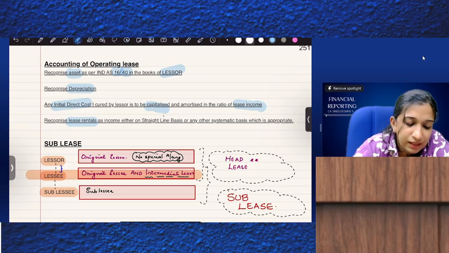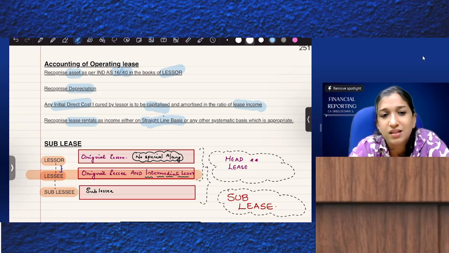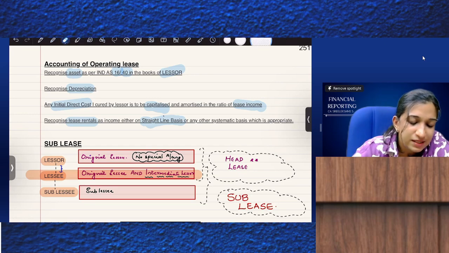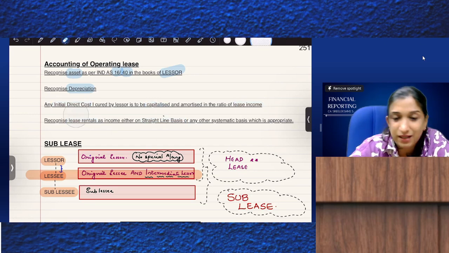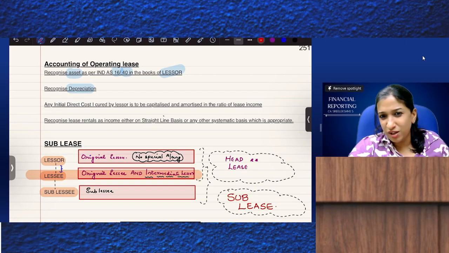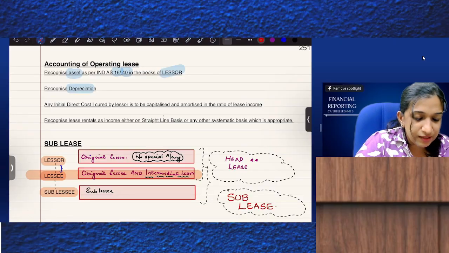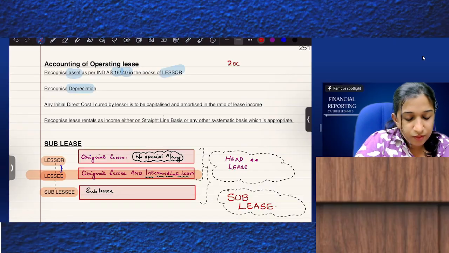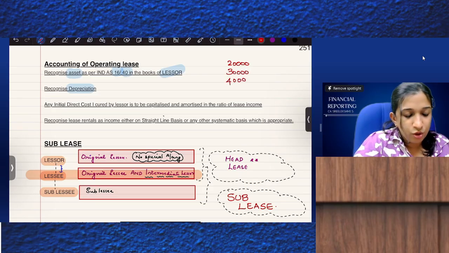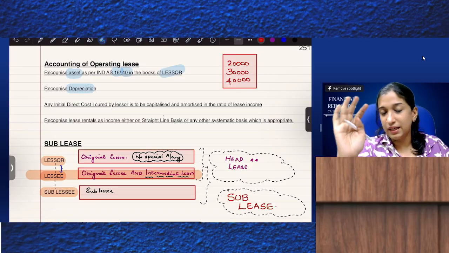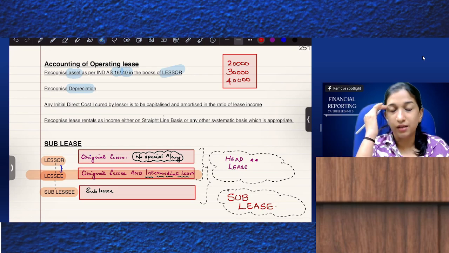Recognize lease rentals as income either on a straight line basis or any other systematic basis which is appropriate. So, what do you mean by straight line basis or any other systematic basis? You have studied this in your intermediate level, but you may be remembering, I don't know. If lease rentals are in this ratio, 20,000, 30,000, 40,000, and no other information is given, then what should you do? Operating lease, 3 years, lease rentals 20, 30, 40.